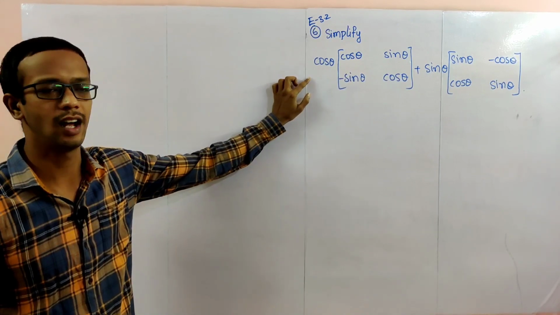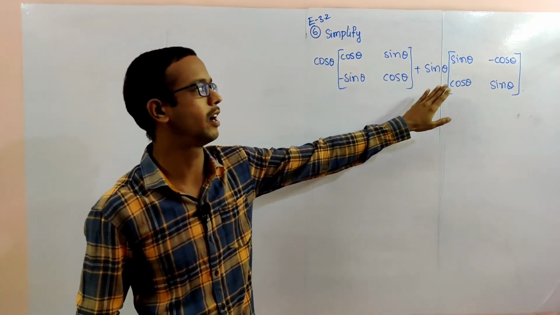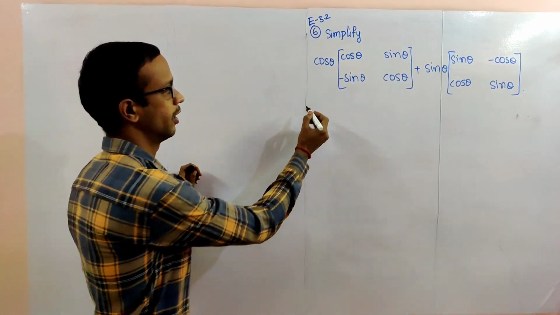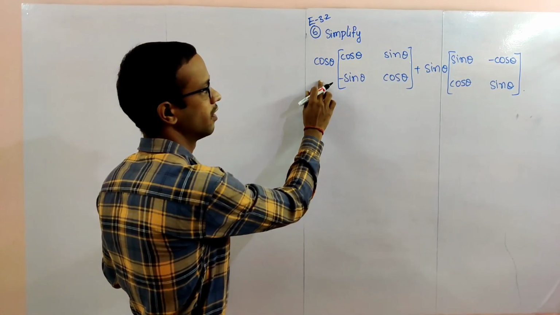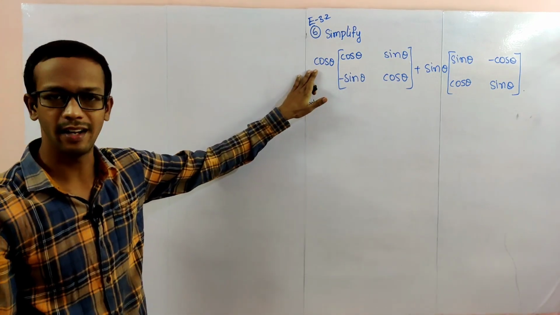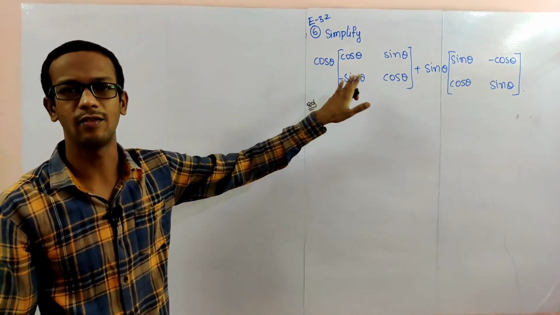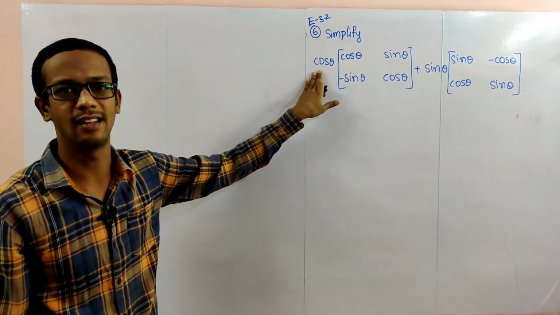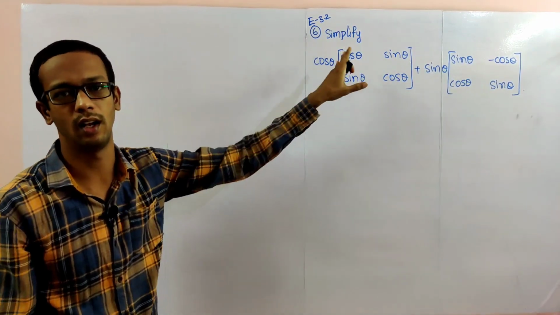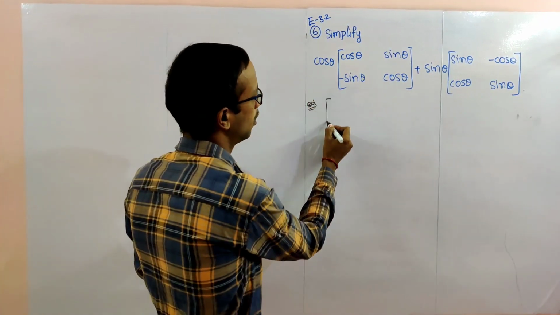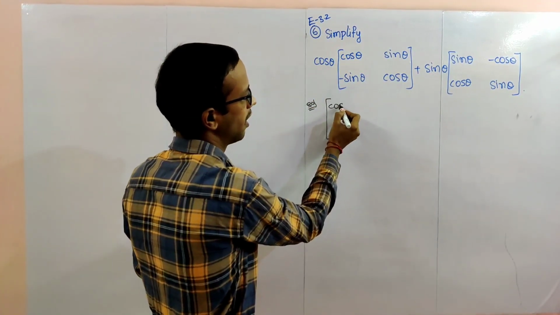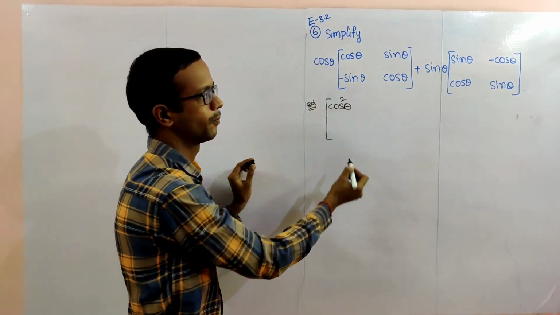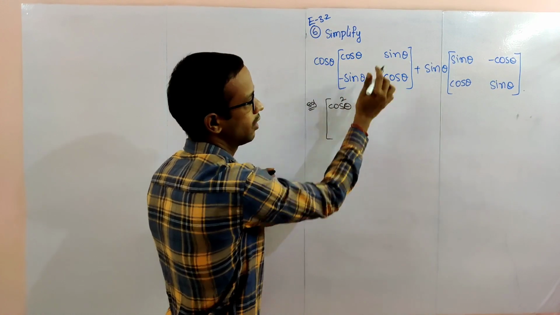Next, problem number 6. Simplify cos theta into 1 matrix plus sin theta into 1 matrix. Simplify, just a simplification. Solution. This is not a matrix. If 2 matrices are there, we will use the row by column method. This is like a scalar. Cos theta is a scalar. Multiply for total. So now how we will do? Every element multiplies with cos theta. Cos theta into cos theta is cos square theta. Next, sin theta into cos theta.